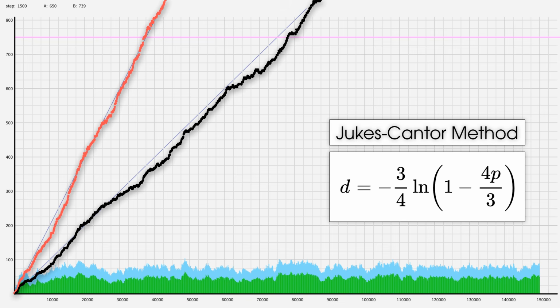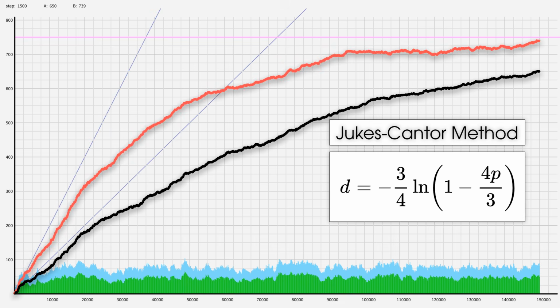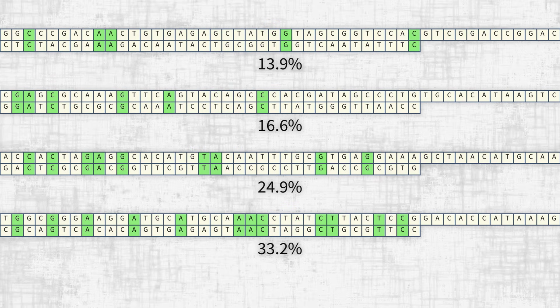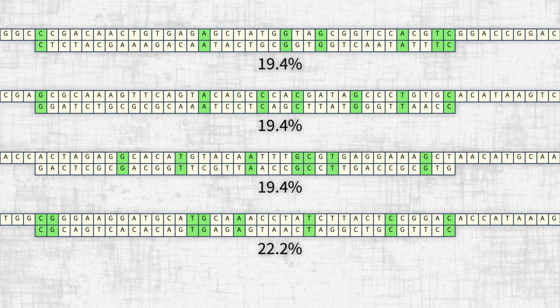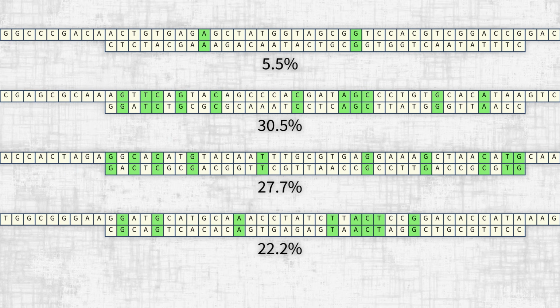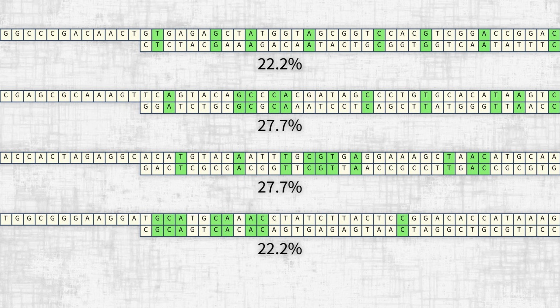Note that the numbers 3 and 4 appear in the formula. Our uncorrected graphs will approach the value of 3/4 and remain at that level. This is because we only have 4 types of nucleotides. If you were to take random, unrelated sequences, on average they would match 25% of the time, and consequently, differ by 75%. We've now covered the idea of the molecular clock.